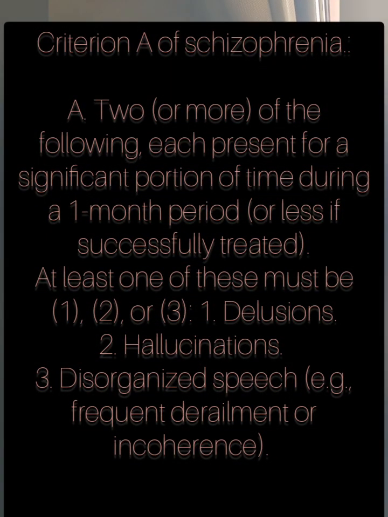I will state what criterion A of schizophrenia is. So it has to be concurrent with criterion A of schizophrenia, which has 5 items. So 2 or more of the following, each present for a significant portion of time during a 1 month period or less if treatment has been successful, right? So out of these 5, at least one of these has to be the first 3 that I'm going to mention, which are delusions, hallucinations, disorganized speech, for example, frequent derailment or incoherence.